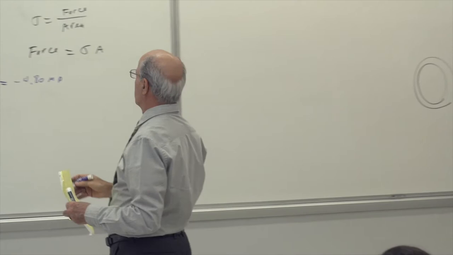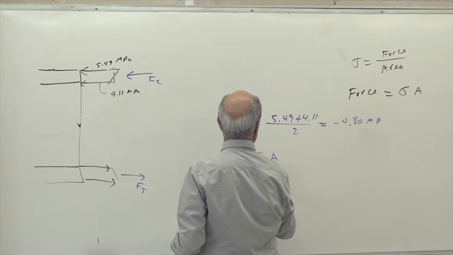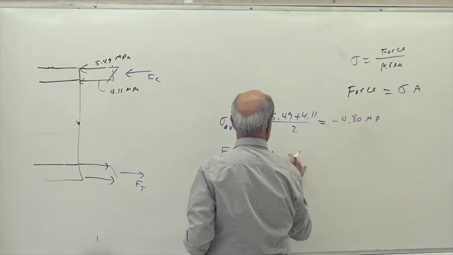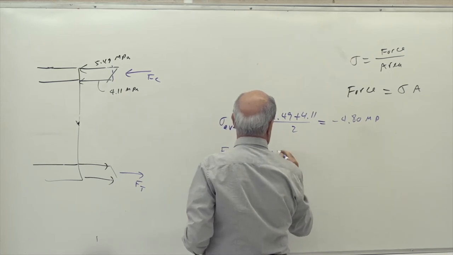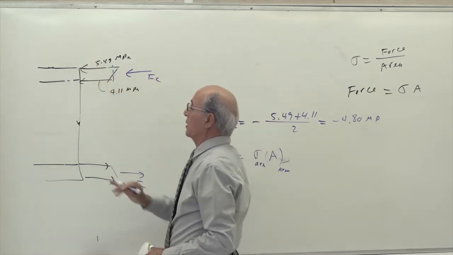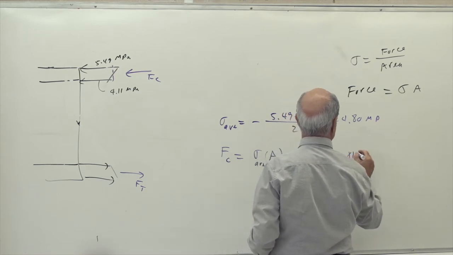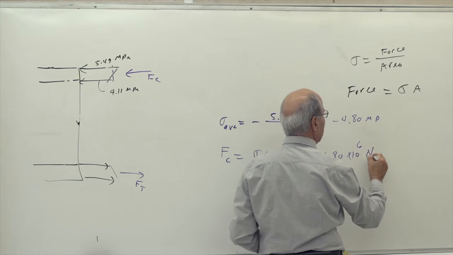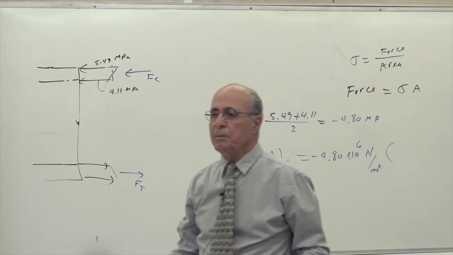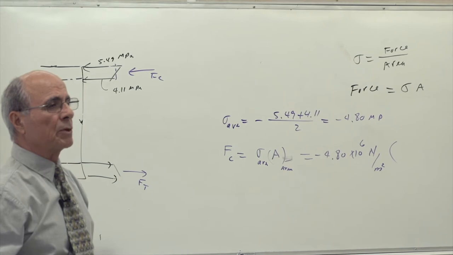Therefore, now I can calculate the force, FC. FC becomes sigma average times the area on top. Now, this is the area. So please write it down. A, the area of the board above, because we are only talking about this board there. So sigma is minus 4.8 megapascal, which is 10 to the power of 6 pascal, which is Newton per meter square, multiplied by area, which is meter square. Therefore, the answer will be in Newton, which is the unit of force. Is that correct or not?